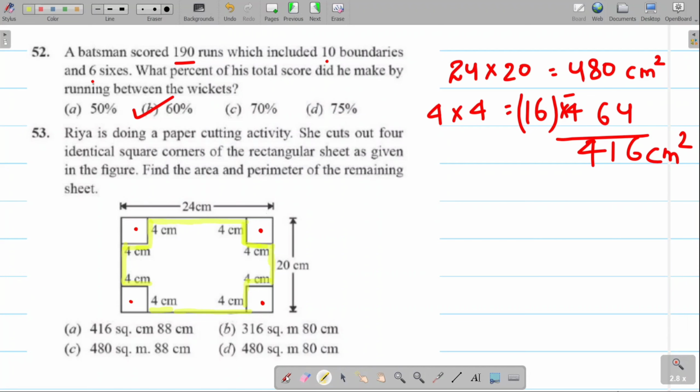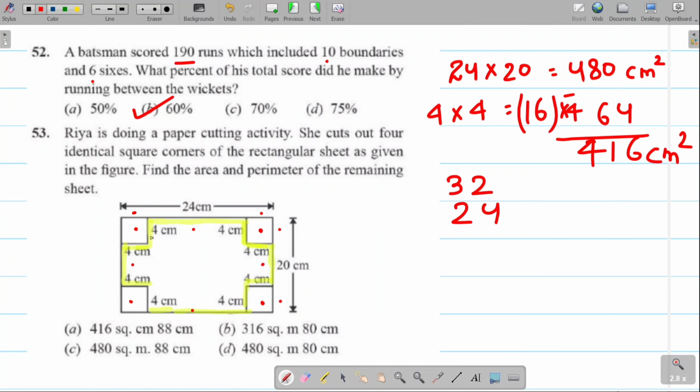If we see, this whole thing is 24. If this part is 4 and this part is 4, what is the length of this remaining part? 24 minus 4 is 20, 20 minus 4 is 16. So if this is 16, this one will also be 16. So 16 plus 16 is 32. Similarly, if this whole thing is 20, we subtract this 4, so it is 16, again 4, so it is 12. So these two combined is 24.